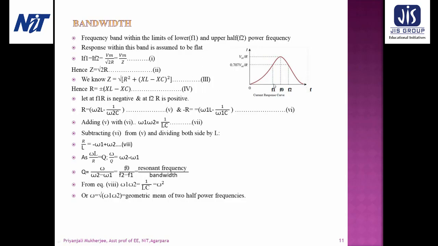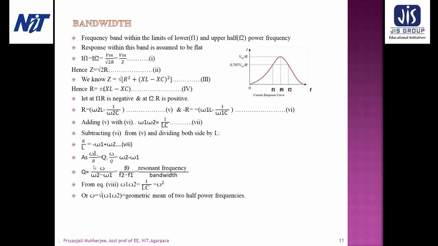Now we are considering that at F1 frequency the R is negative and at F2 the R is positive. So we can say R is equal to omega 2 L minus 1 by omega 2 C, and minus R is equal to omega 1 L minus 1 by omega 1 C. Now if we add equation 5 with equation 6, then we can find out that omega 1 into omega 2 is equal to 1 by LC, and that is equal to omega square. And if we subtract equation 6 from equation 5 and then divide both sides by L, then we can find out that omega 2 minus omega 1 is equal to R by L.